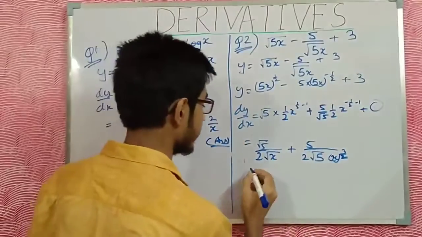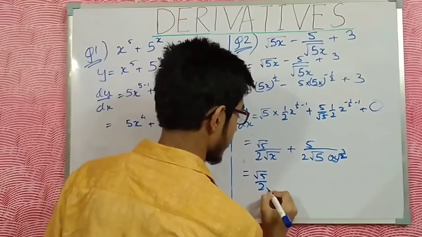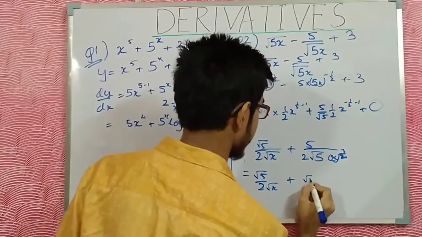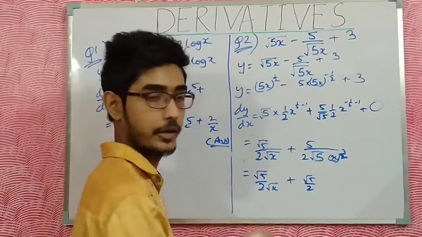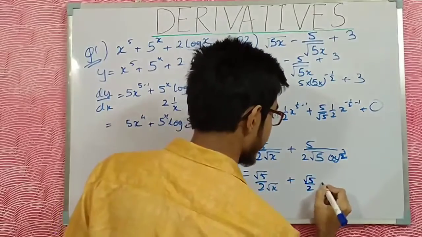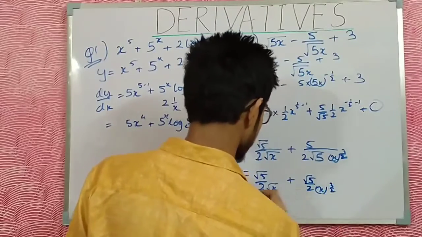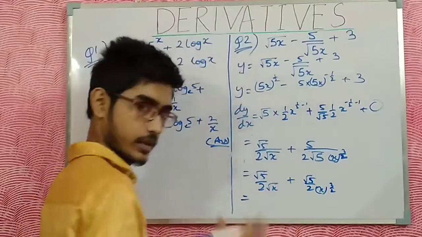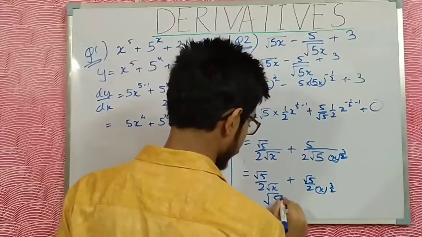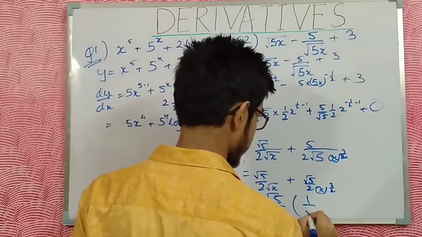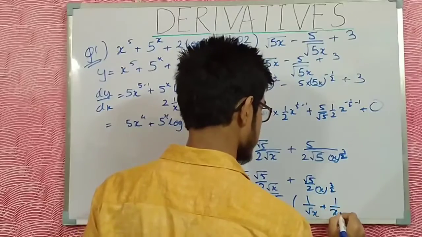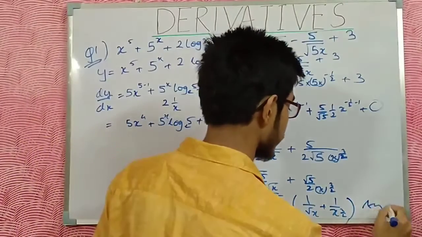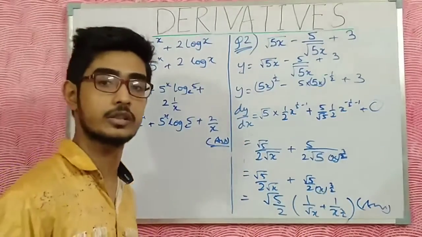So now I can further simplify it like root over 5 by 2 and root over x plus, I can rationalize here, so it will be root over 5 by 2, multiplying numerator and denominator with root 5, it will be root 5 by 2, and then x to the power 3 by 2. So taking root 5 by 2 common, I can write here 1 by root x plus 1 by x to the power 3 by 2. So this is the final answer of this sum, and now I will do the third sum, so please pause the video and note it down.